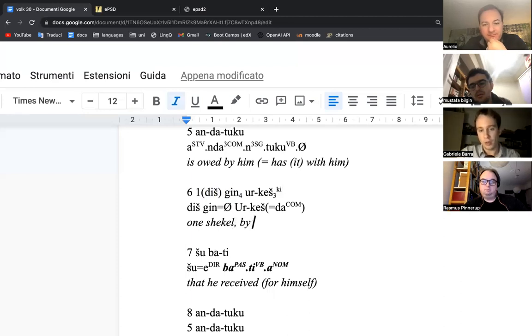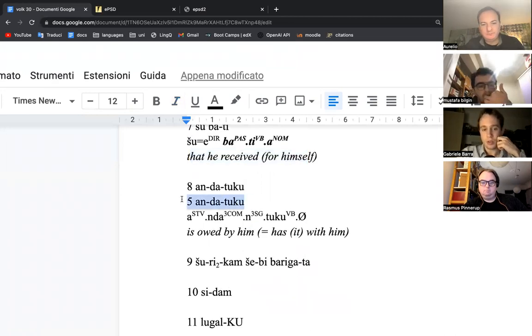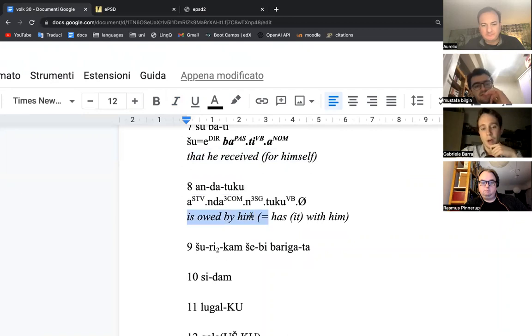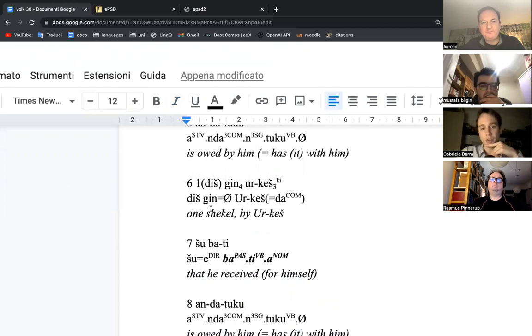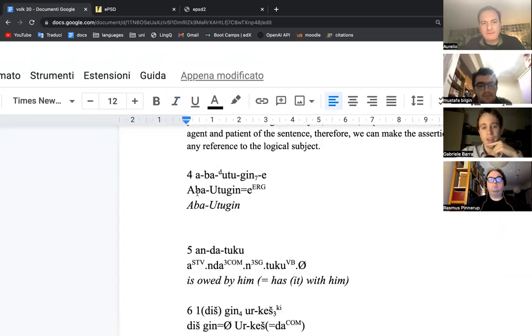Makes sense. One shekel by Urkesh. That we received. Is owned by him. We don't have a subject specified here, so we have to tie it back to the only one ergative subject that we have, which is Aba-Utugim. So we know that the guy who owns things is His Majesty Aba-Utugim, and the other people will be the debt givers.